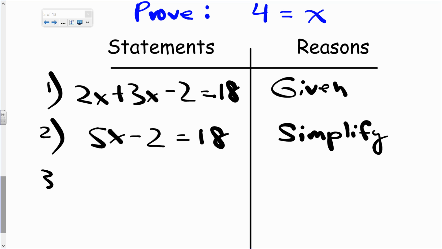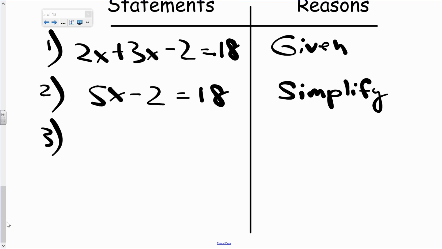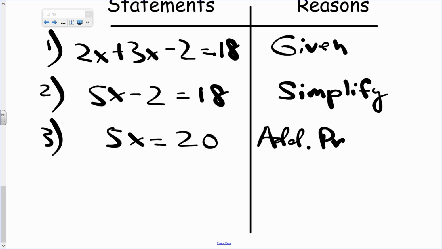Statement 3. Toscano, rock and roll. Hit it. Nice. So what results from that? I'm adding 2 to both sides. So that's what gives you the right? How dare you say that? Bailiff, get him out of here. Thank you. I'm going to abbreviate: addition, prop of equality.